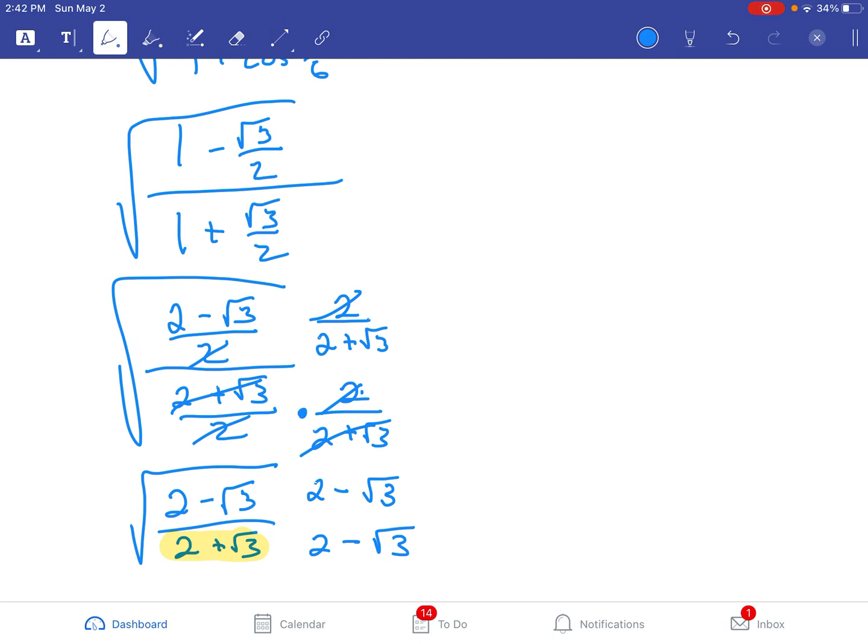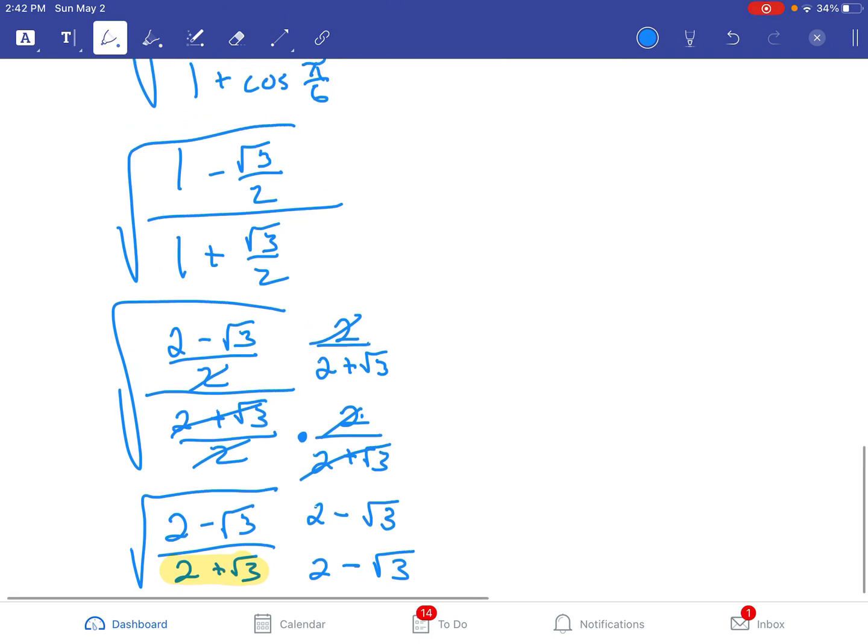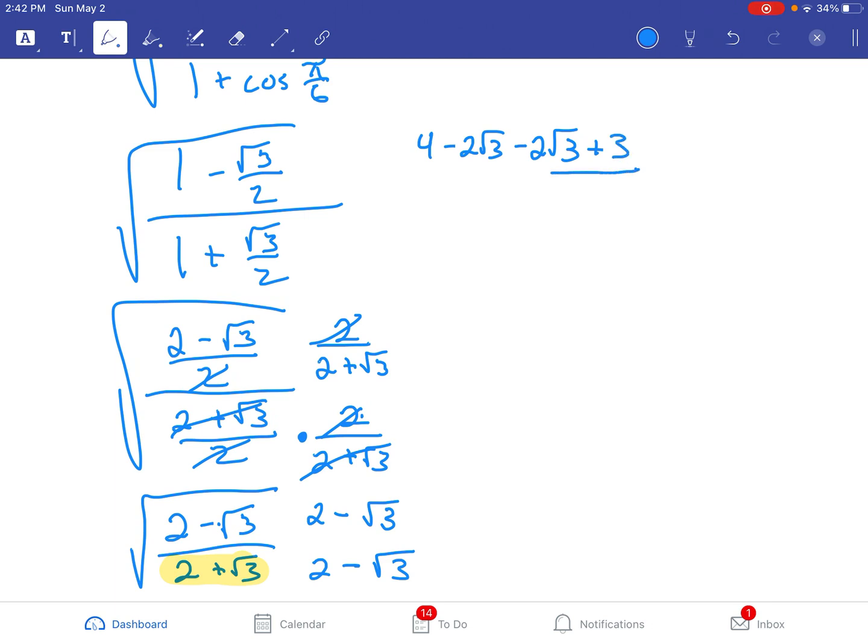So let's show you how this works. You have to distribute. Okay, we're going to do that up top. So on the numerator section, we have 2 times 2, which is 4. We have 2 times negative root 3, which is negative 2 root 3. We have negative root 3 times 2, which is, again, negative 2 root 3. We have negative root 3 times negative root 3. Well, that is positive square root of 9, and the square root of 9 is just 3. Okay, that is the numerator.